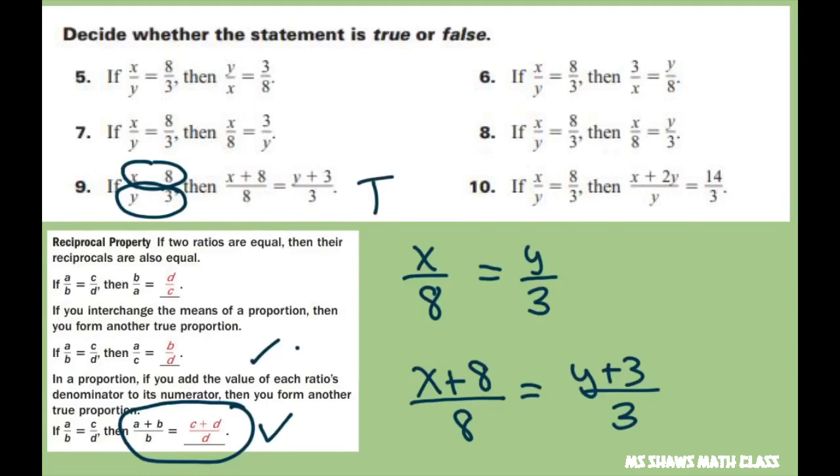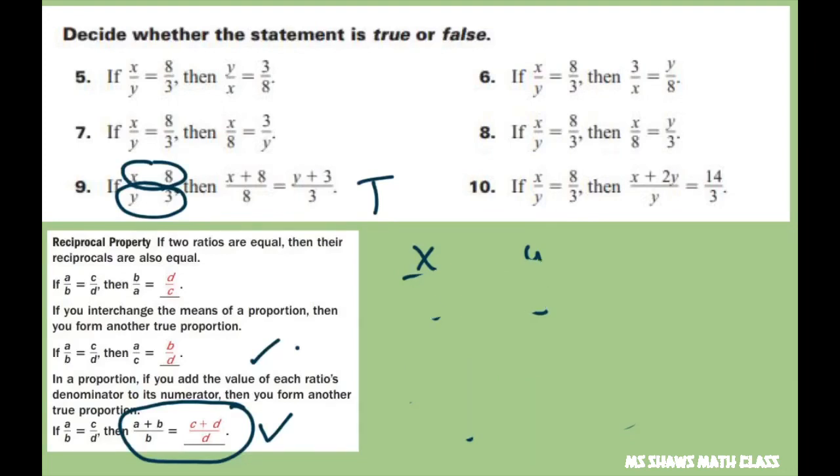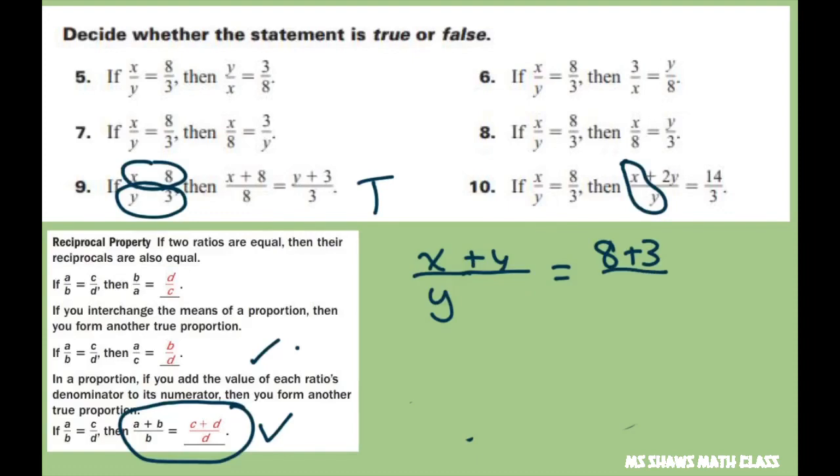And then for the final one, I'm going to erase this. Let's see what they did here. All right. They still have the x and the y here. So let's do x over y. That would mean you put a y here, and this would be 8 plus 3 over 3, which would be 11 over 3.